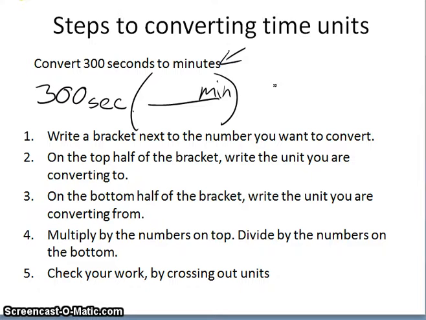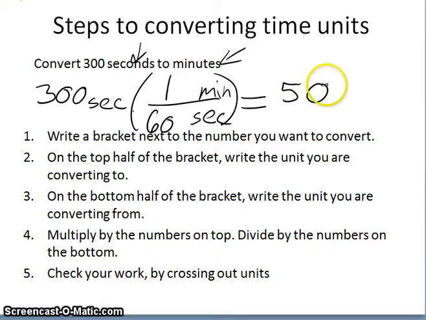And on the bottom half of the bracket, we're going to write the unit that we're converting from. In this case, it's seconds. Okay, from our previous slide, we know that there are 60 seconds in 1 minute. Just like we did before, we multiply the numbers on the top with each other, and we divide by the numbers on the bottom. So 300 times 1 divided by 60. 300 times 1 divided by 60 gives me 5 minutes.